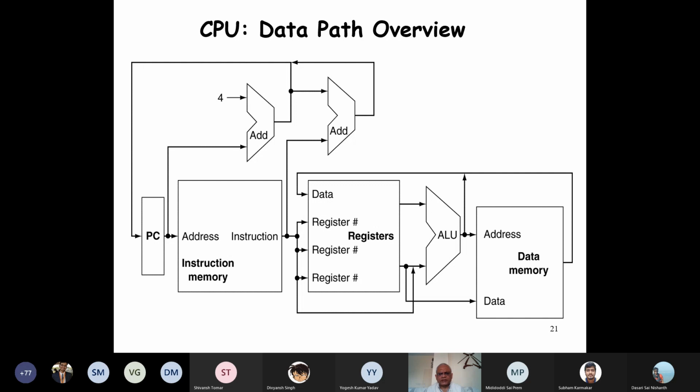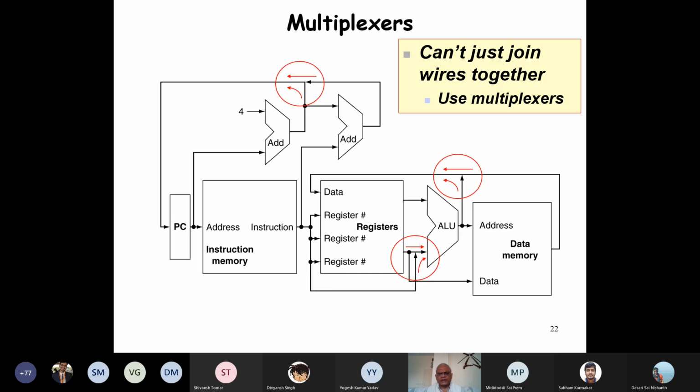But we don't really tie these wires like this, where this wire is tied here and the outputs coming out of these adders are tied here. It doesn't work that way. We need to select the specific line that is to be used. And how do we do that? We use multiplexers. So all the places where we tied the wires, we need to put multiplexers. Now let's do that.